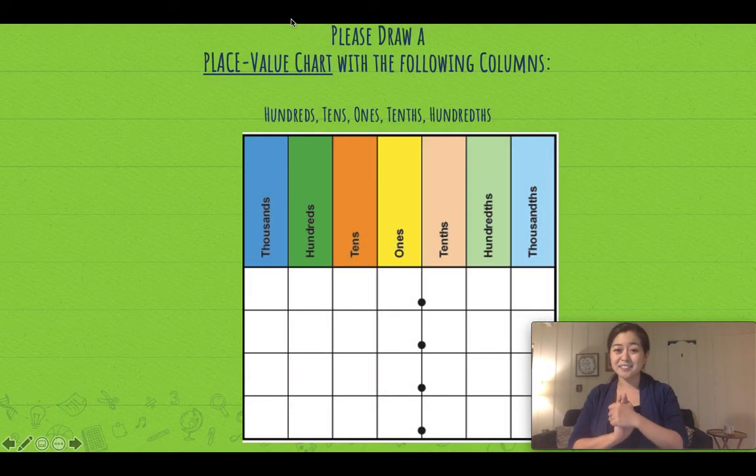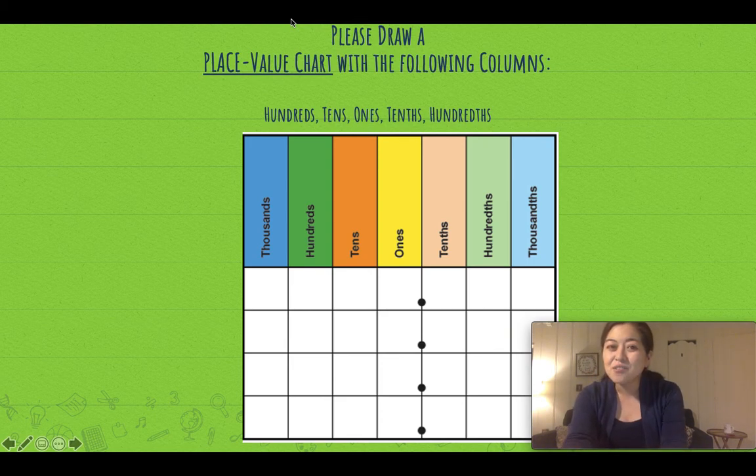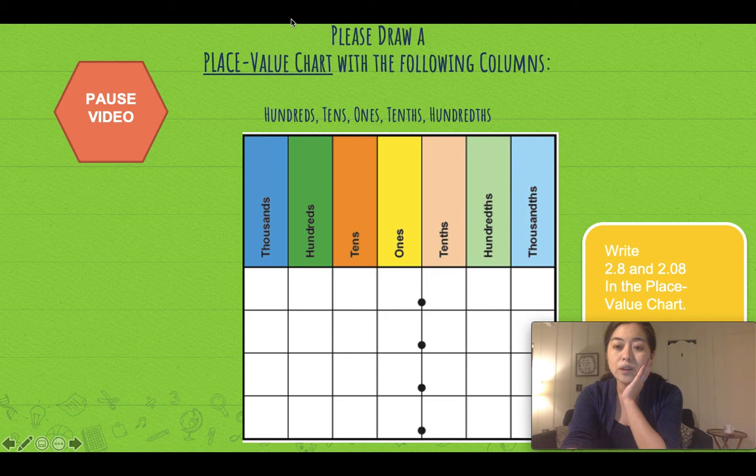Okay, so does your place value chart look like this? If so, yay, good job. Well, this one has thousands and thousands, okay, but we're not going to talk about that right now. So what I want you to do is write 2.8 and 2.08 on the place value chart. So pause the video to do it, and press play when you're ready to check what you have with what's in the PowerPoint presentation. See you soon.